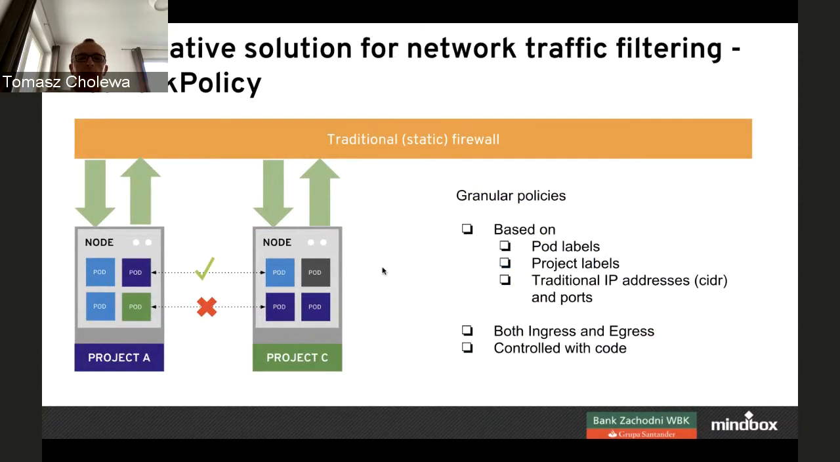This is very convenient. And of course, if you want to communicate with some external part, outside of your OpenShift cluster, you can, of course, use traditional IP addresses, and always be aware that there's a traditional static firewall somewhere out there that is probably configured by your network administrators.